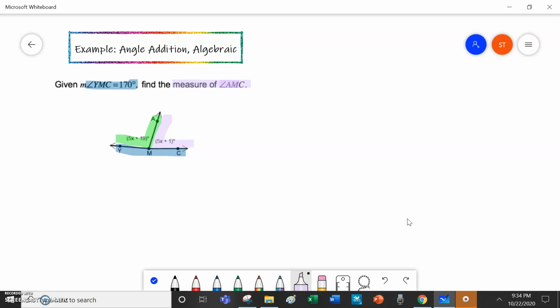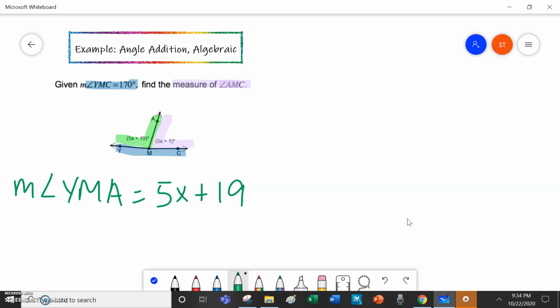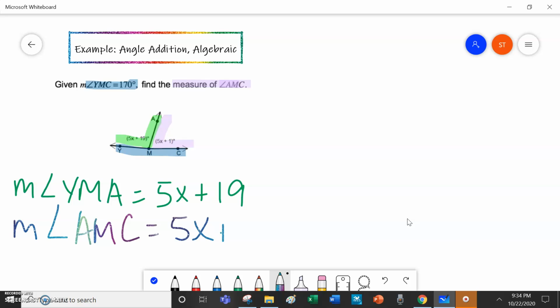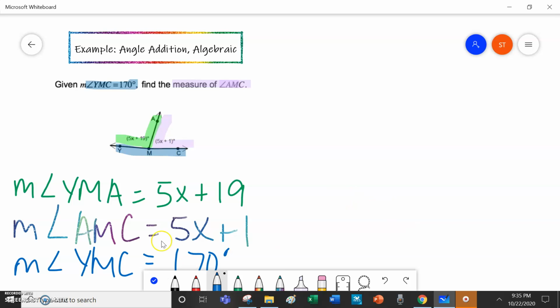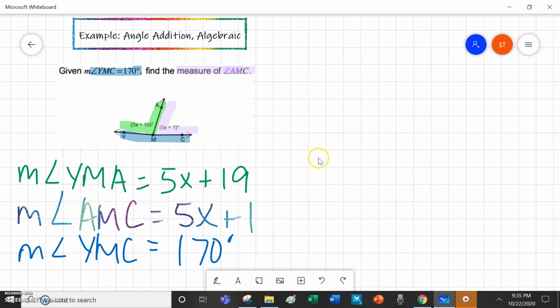So I want to record what I know. I know the measure of angle YMA equals 5x plus 19. I know that the measure of angle AMC equals 5x plus 1, and I know that the measure of angle YMC is given as 170 degrees. So I've recorded what I know.